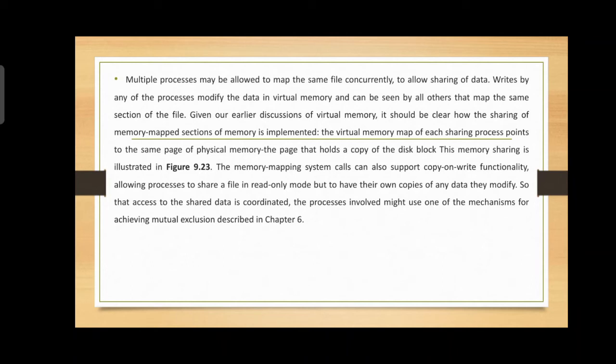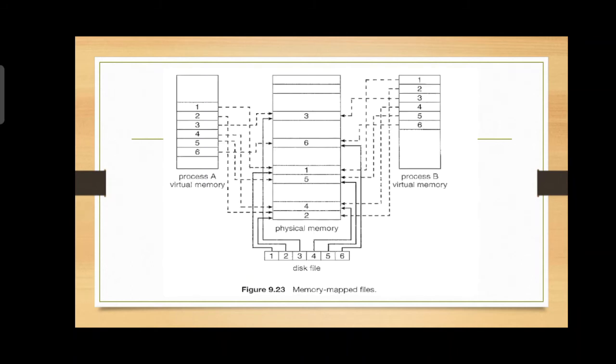In Figure 9.23, the memory mapping system calls also support copy-on-write functionality, allowing the processes to share a file in a read-only mode but to have their own copies of any data they modify, so that access to the shared data is coordinated. The processes involved might use one of the mechanisms for achieving mutual exclusion described in Chapter 6.